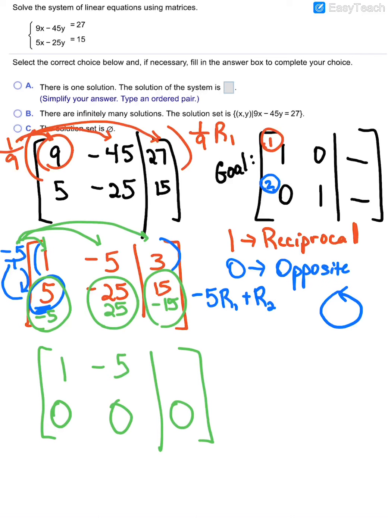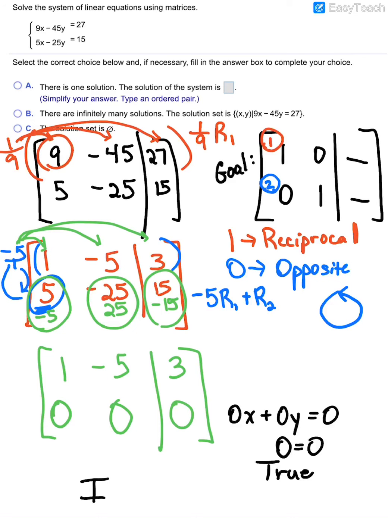So once again, we see that something different has happened. If you translate that bottom row, it translates into 0x plus 0y is equal to 0. Well, 0 equals 0 is true. So anytime this happens and you can't get your goal matrix, that's an indication that you actually have infinitely many solutions, because technically you had the same line to start with. You just didn't realize it.